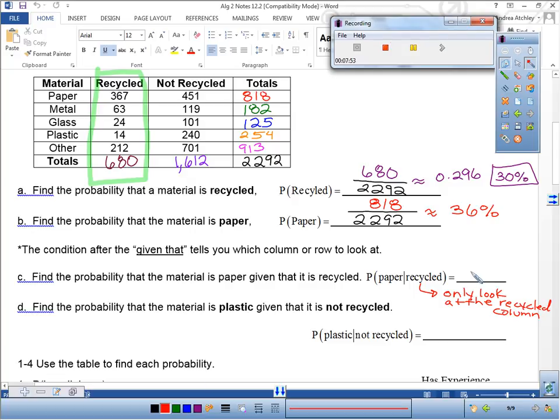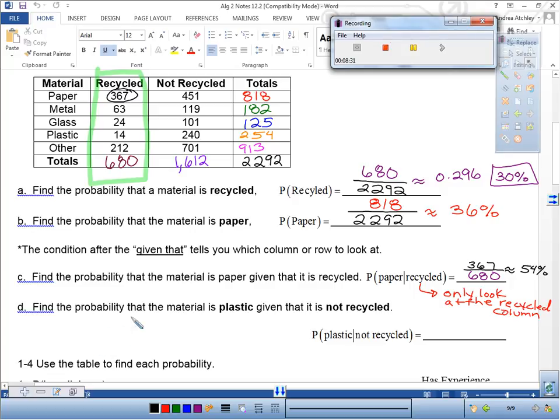So on the bottom, we should have that 680, because that's the only stuff we care about. And in that recycled, how much of that is paper? 367. And what percent is that, class? 54%? Any questions over that?